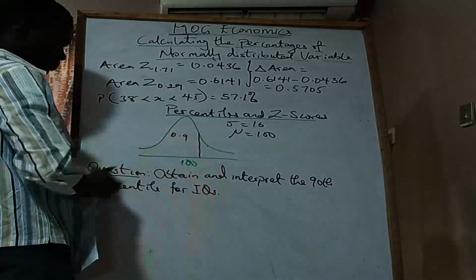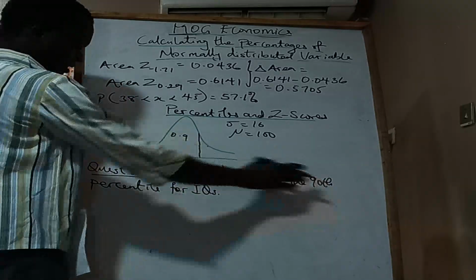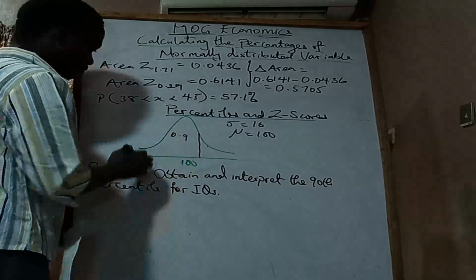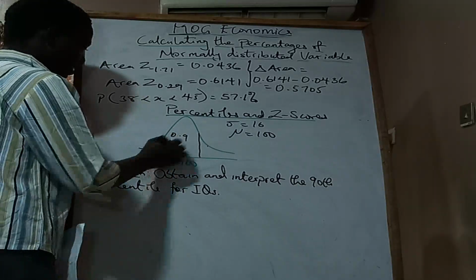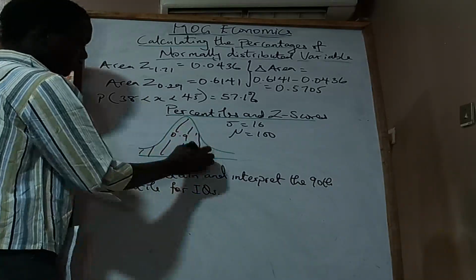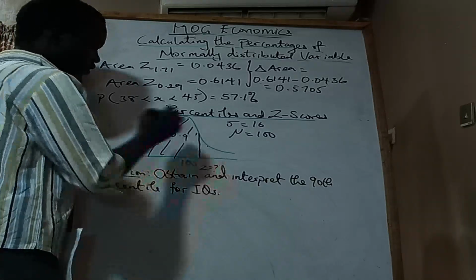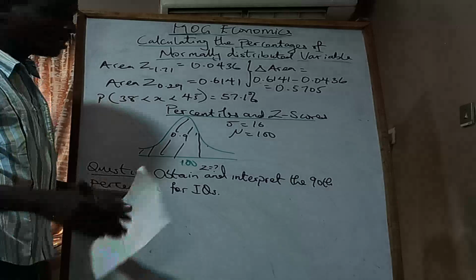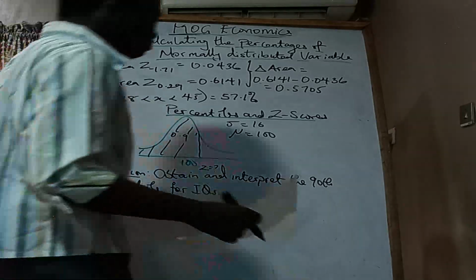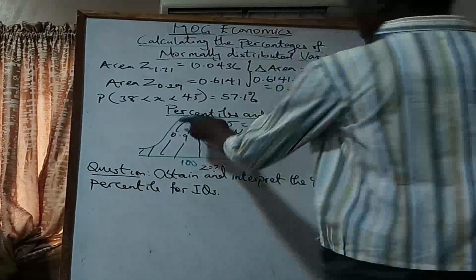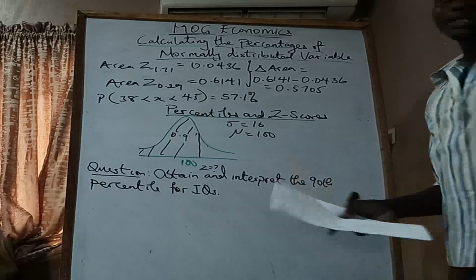Okay, so that's what the question is: the 90th percentile, looking at an area of 0.9. So what z-score do we have here? That's where the problem starts from. What z-score corresponds to the area of 0.9? That's what you're going to look at.